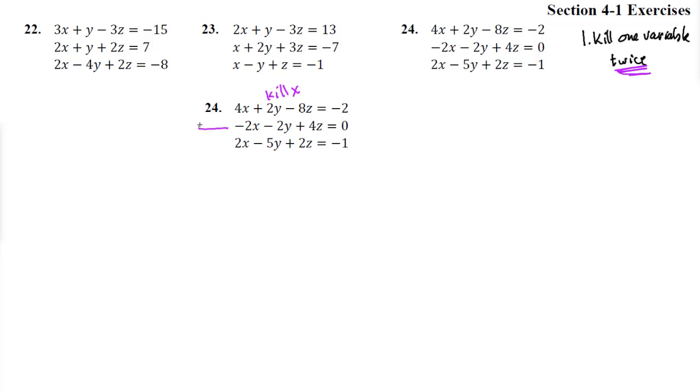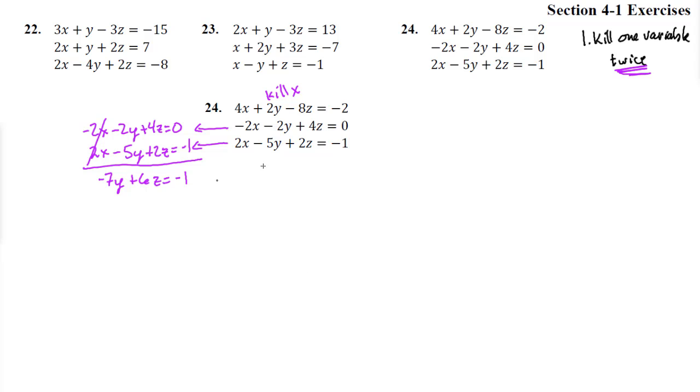So let's take these guys straight out here, and that becomes a negative 2x minus a 2y plus a 4z equals 0, and 2x minus 5y plus 2z equals a negative 1. Add those together, x's dead, gone. Negative 2y and negative 5y is a negative 7y plus 6z equals a negative 1.